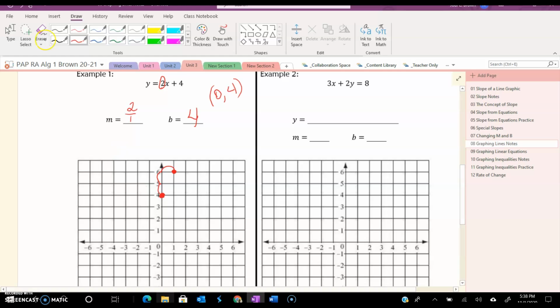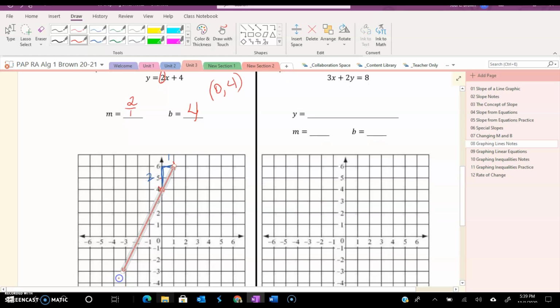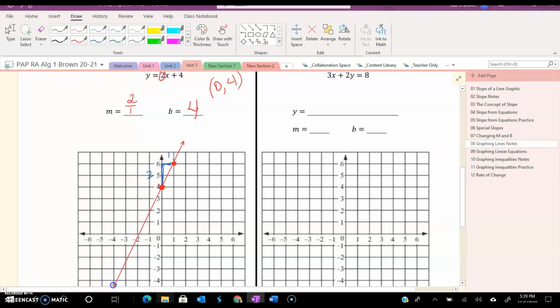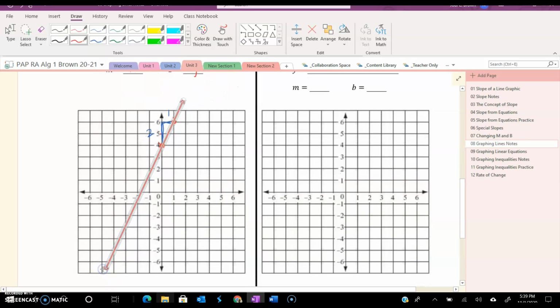So my rise was 2, and then my run was 1. So there's 2, and there's 1. My rise was 2, my run was 1. Now I have 2 points. Between any 2 points, there is exactly 1 line. And that is y equals 2x plus 4. That's how you graph a line.